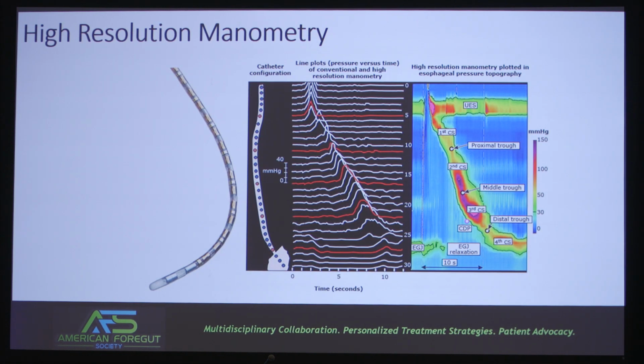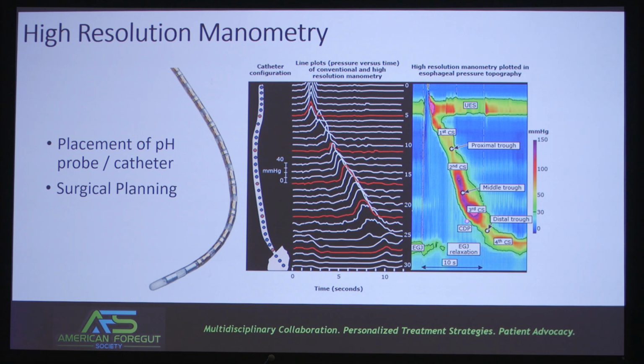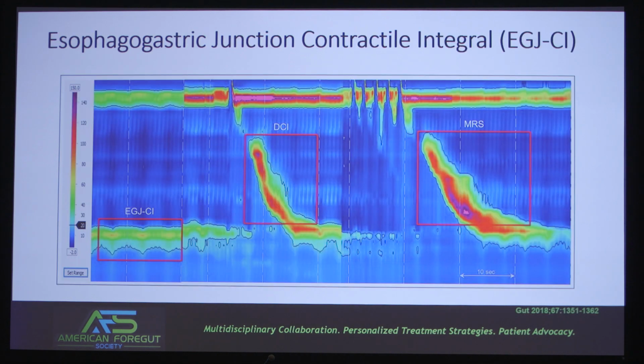This is high-resolution manometry: multiple sensors create a topographic map and give you a pretty nice profile of not only the esophageal body function, but the sphincter function. Currently in practice, there is limited use of manometry in GERD. One is for placement of your pH probe or catheters. And the surgeons use it for surgical planning, and it probably affects less than 10% of surgical planning, mainly ruling out achalasia or patients with severe esophageal motility disorders, especially body dysfunction.